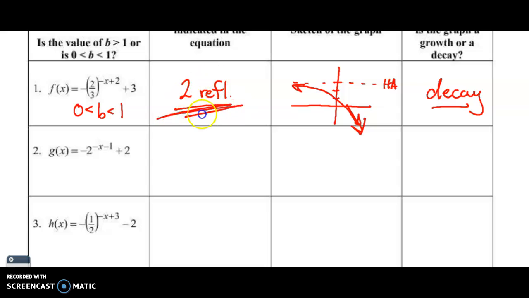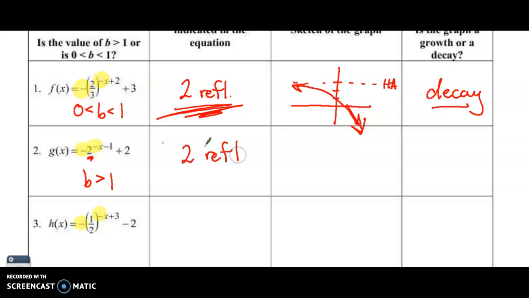I guess I just assumed you recognize the 2 reflections. Let me highlight where those 2 reflections are. You have a negative in front, so that's an x-axis reflection, and you have a negative up here. That's a y-axis reflection. And you can see all three of these problems have two reflections, because that's what we're trying to get at. But if you notice in this one, the base is larger than 1 with two reflections.